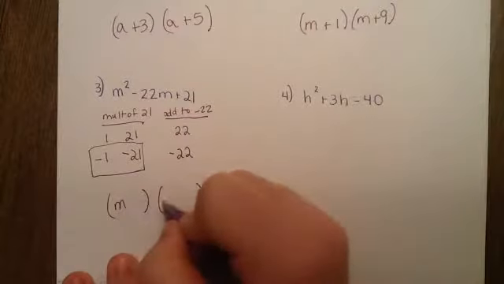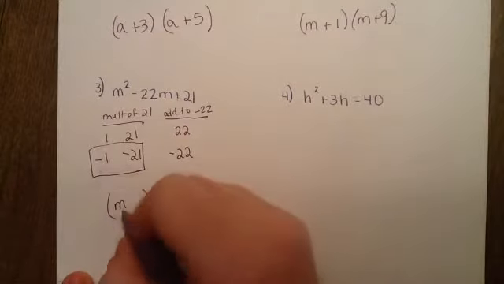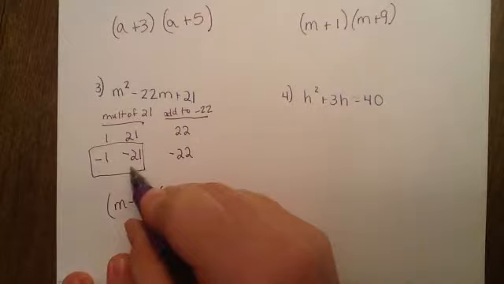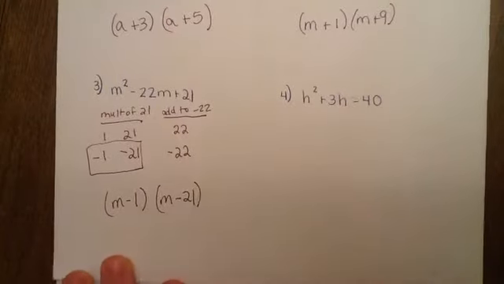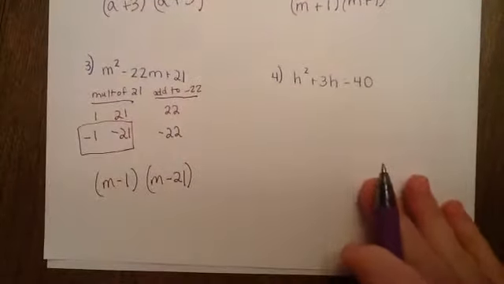M is my variable, and my value here, -1 and -21. And that is it.